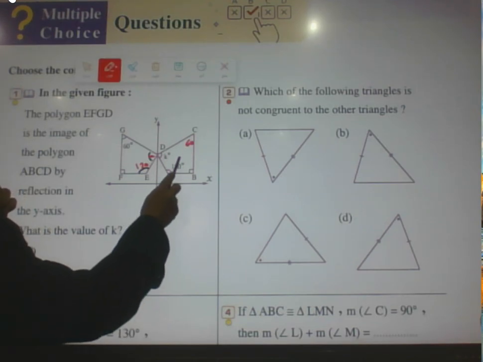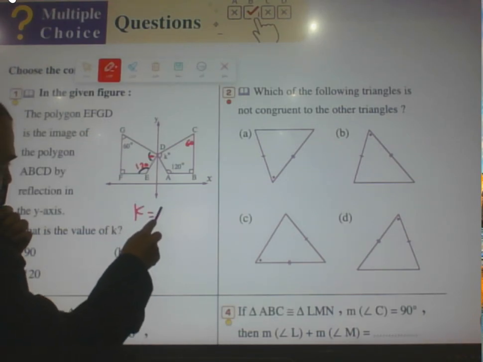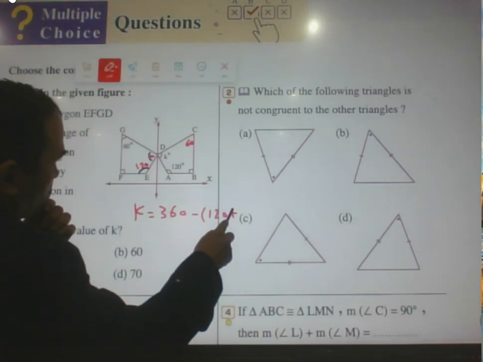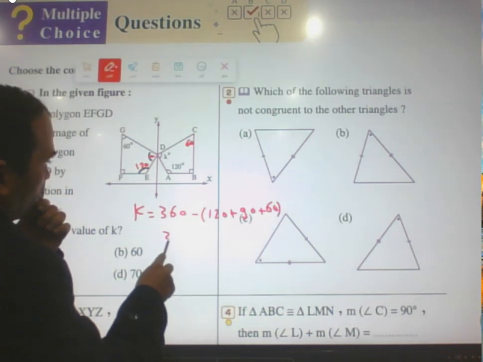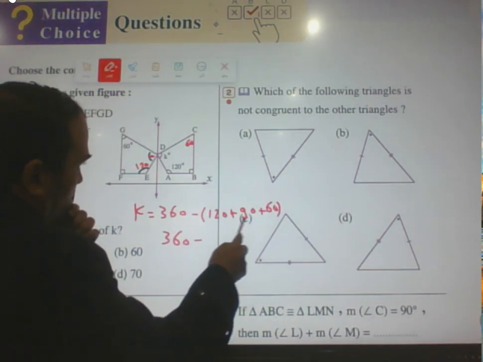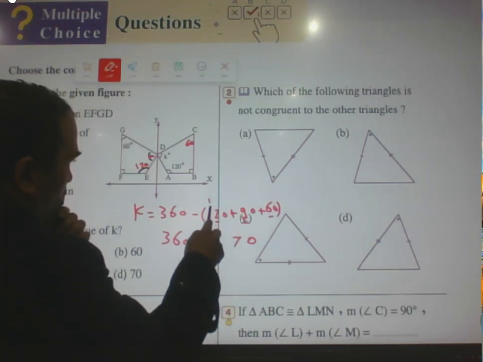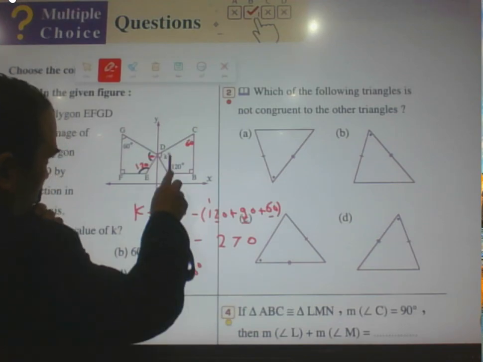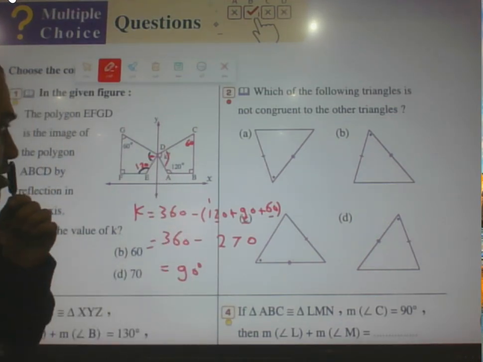We can add 60 plus 120 plus 90 and subtract the result from 360. Then the measure of angle K equals 360 minus the sum of interior angles 120 plus 90 plus 60. Right, 360 subtract the sum of them: 0 here, 6 plus 9 is 15, 15 plus 2 is 17, 7 and carry 1, 1 plus 1 is 2. The result will be 90 degrees. The measure of angle K will be 90 degrees. Choose letter A. Understood? Next question.